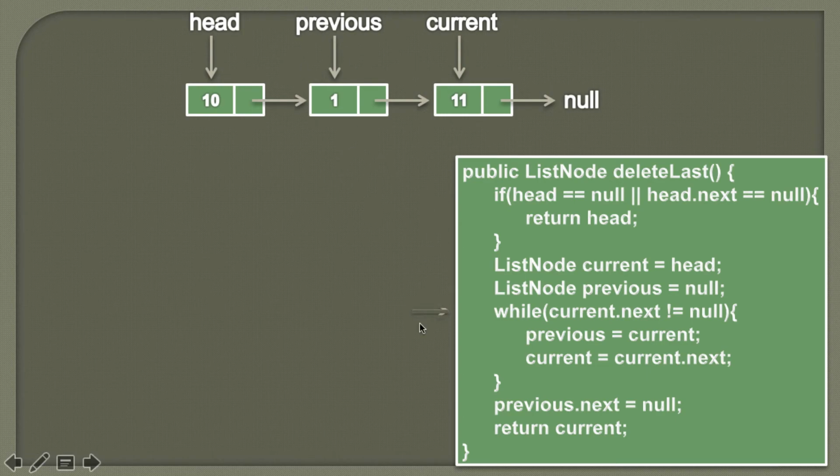So after this while loop, the next step we do is we assign a null value to previous.next. And why we do so? Because we want to break this link so that this last node can be freed up. So previous is pointing to the second last node, its next is pointing to the last node, and we want to delete the last node. So we break this link by assigning null value to previous.next. So it would look something like this. And finally, we return the current.